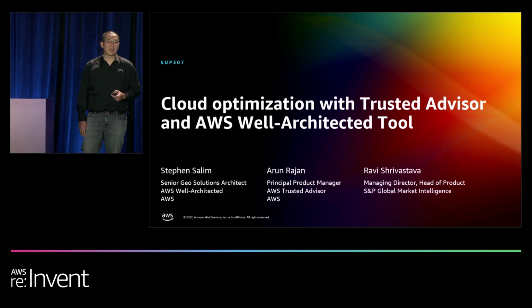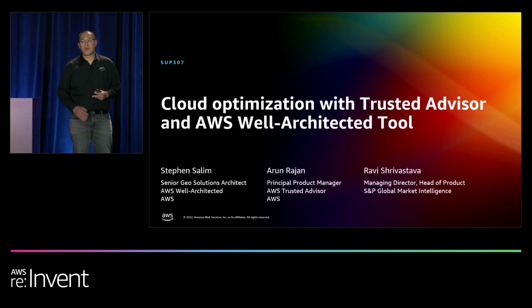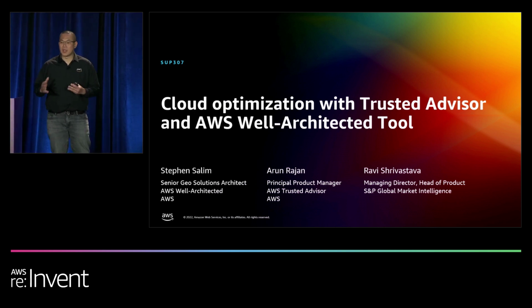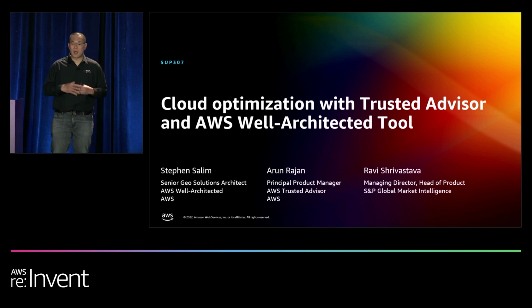Today with me, I have Arun Rajan, who is the Principal Product Manager for AWS Trusted Advisor. And Arun is going to walk us through a little bit on Trusted Advisor capabilities, focusing particularly on how we can accelerate optimization outcome for our workload. And of course, we are very happy to have Ravi Srivastava today, Managing Director and Head of Product of S&P Global Market Intelligence. And Ravi is going to share with us a little bit about their journey in their workload in achieving optimization, leveraging AWS best practices and AWS Trusted Advisor.